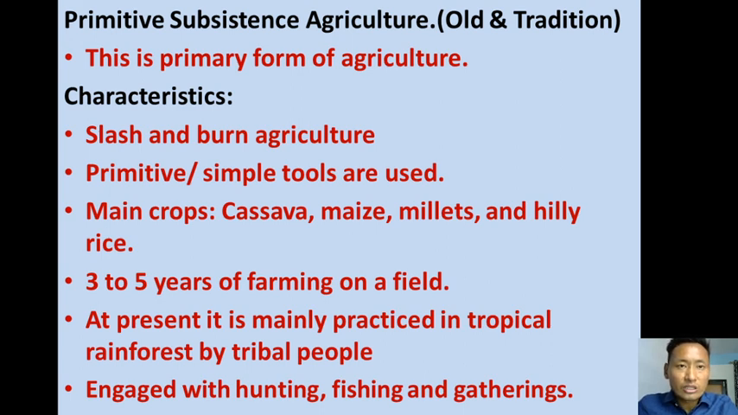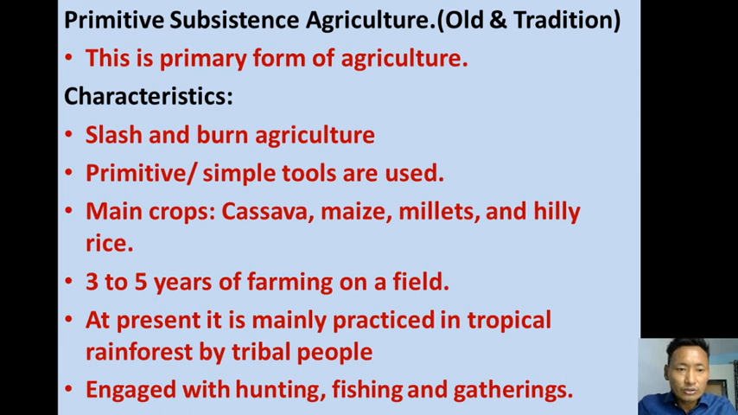In this type of primitive subsistence agriculture, they use very simple tools such as twigs and stones. With these simple tools, they cultivate crops on a patch of land. Main crops: the crops they grow are cassava, maize, millets, and hilly rice.